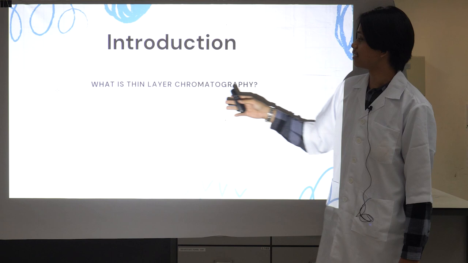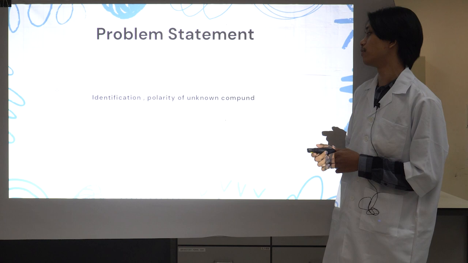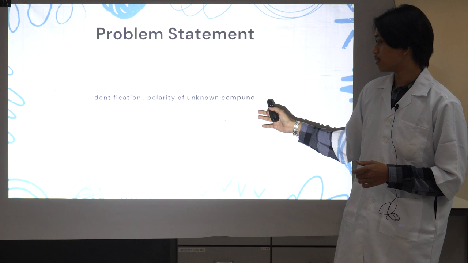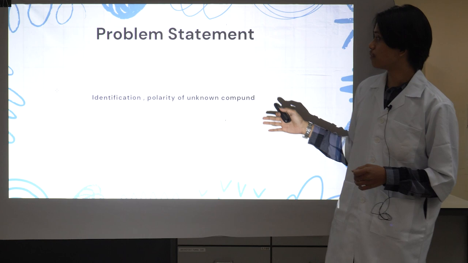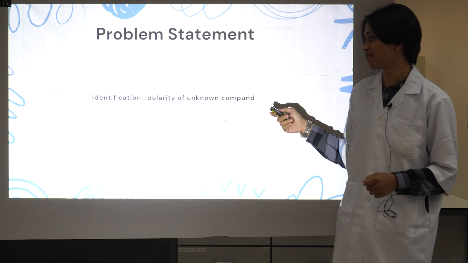And then I will explain about the problem statement. The problem statement in this experiment is the identification and polarity of an unknown compound by using thin layer chromatography. We can solve the problem statement by this experiment, as the results shown. Next, I will pass to the next presenter.